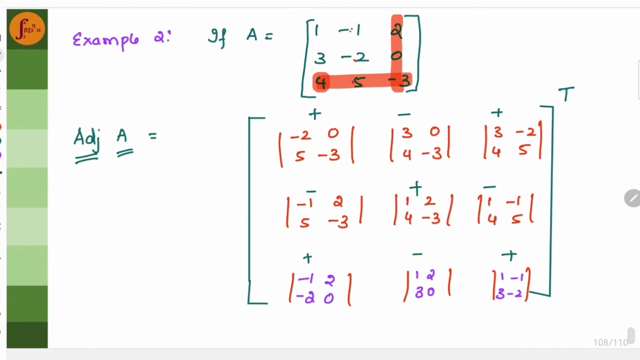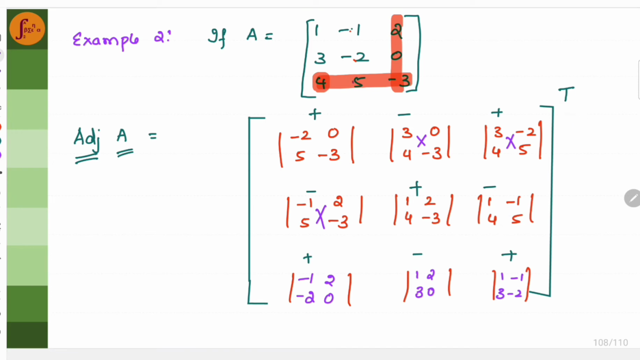What we have done is, we have filled everything with cofactors. But we just have to calculate each of these. That is, cross multiply each of these, subtract, and then apply these signs. That will give us the cofactors of this entire matrix. Then we'll take the transpose.